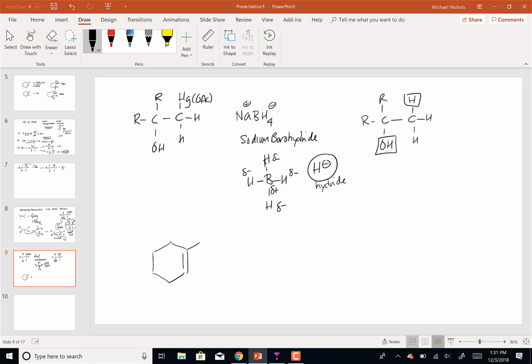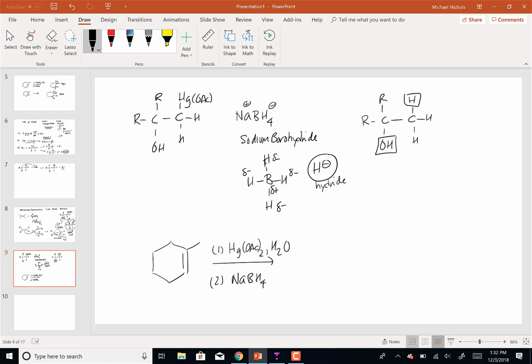Here's how the reaction would look. Step number 1, add mercury acetate and H2O. Step 2, sodium borohydride. So this is how you would see it in the book. This is how you're going to see it when I write it.